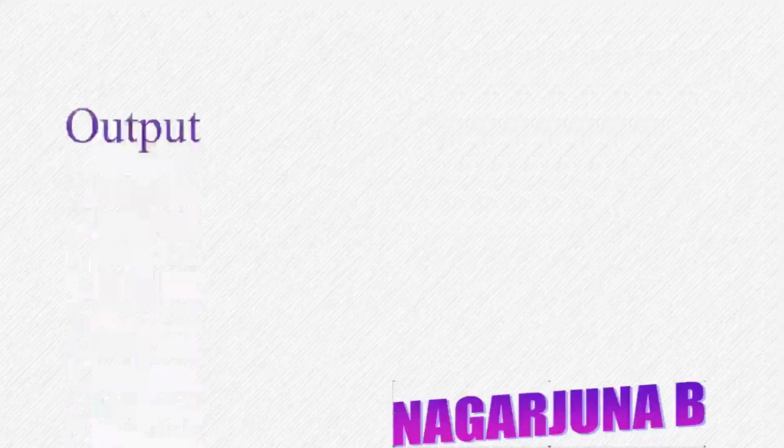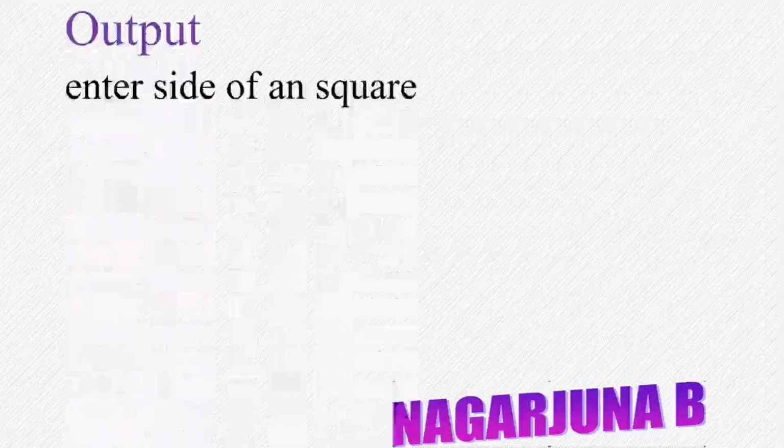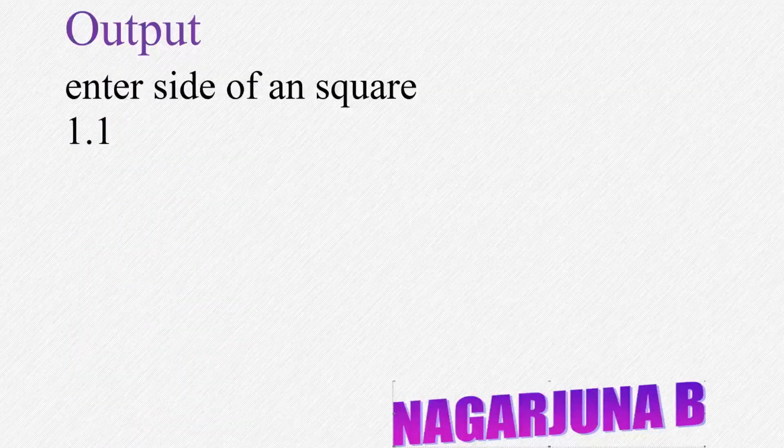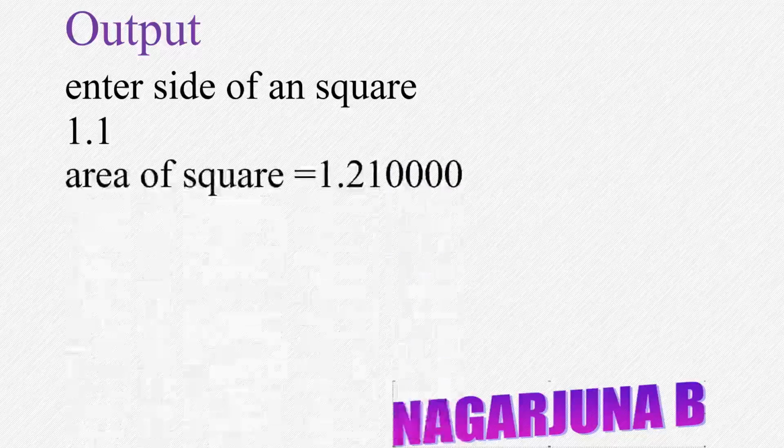The output of this program is, first it will ask the user to enter side of a square, that is, this particular message will be displayed. If I enter 1.1, then it will display area of square is equal to 1.21 followed by 4 zeros.